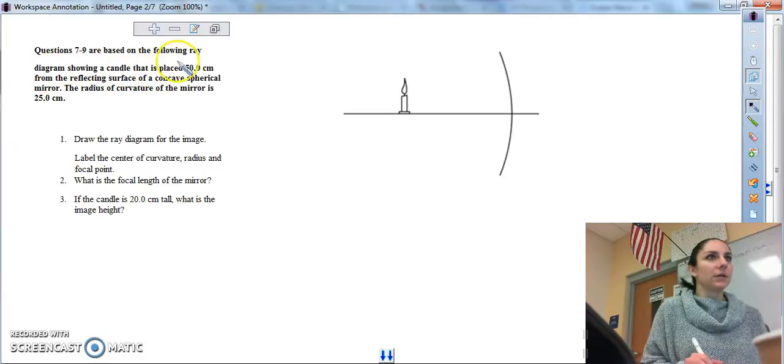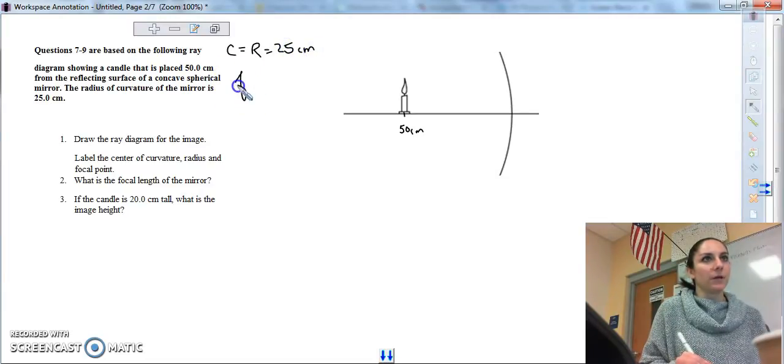So we have a candle. It's 50 centimeters from the mirror here. And the radius of curvature of the mirror is 25. So remember, C is essentially R, which is 25 centimeters. Now, if you recall, the focal point is going to be R divided by 2. So our focal point is going to be 25, which is the radius, divided by 2. Sorry, I'm jumping ahead, because I know the answer is 12.5.